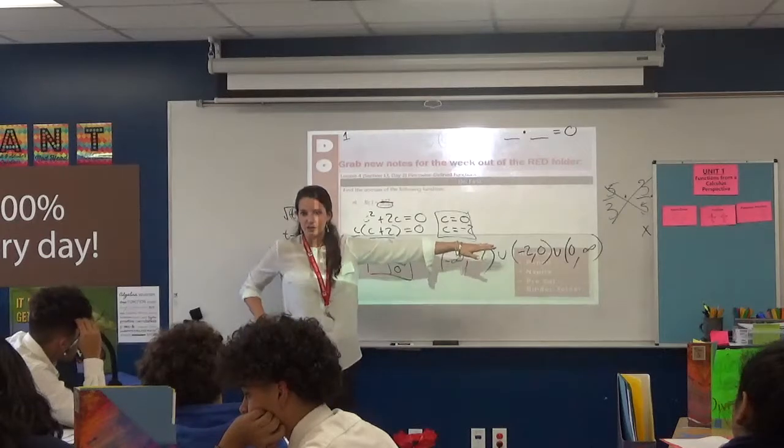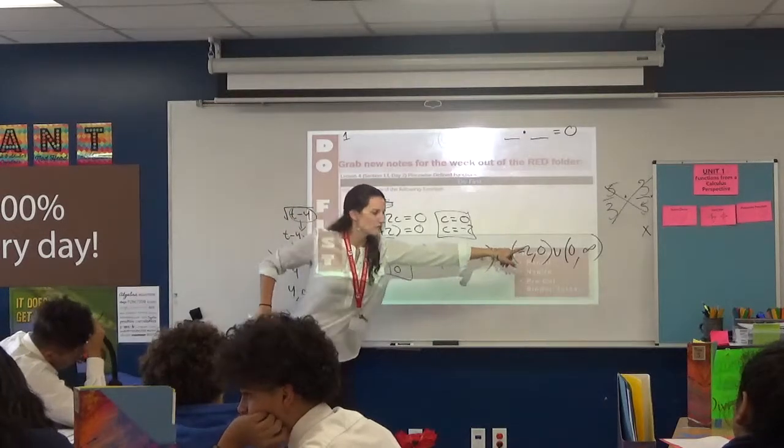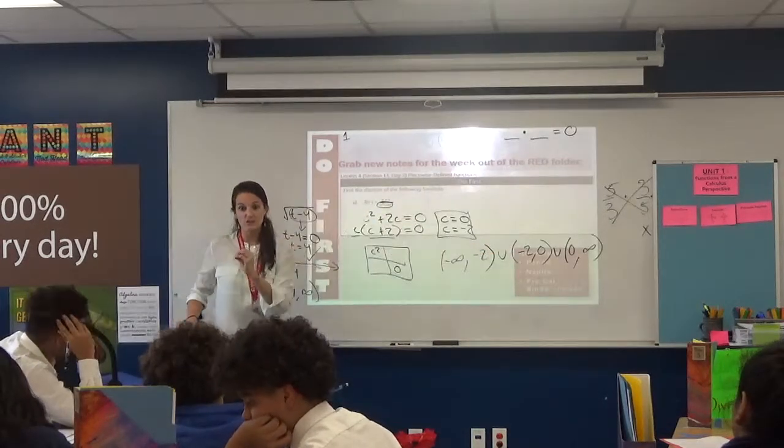Over here we used parentheses because we didn't want to include negative 2 or 0, because they gave us 0 on the bottom.